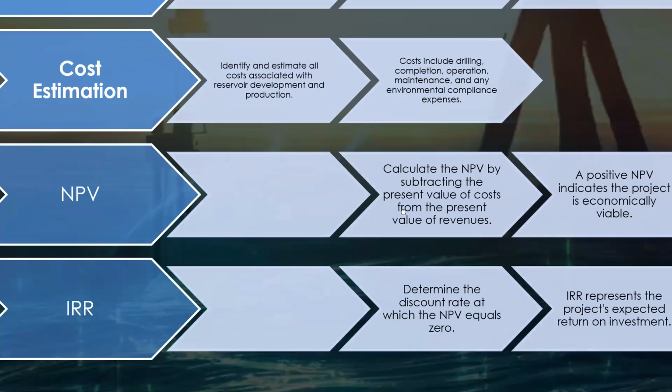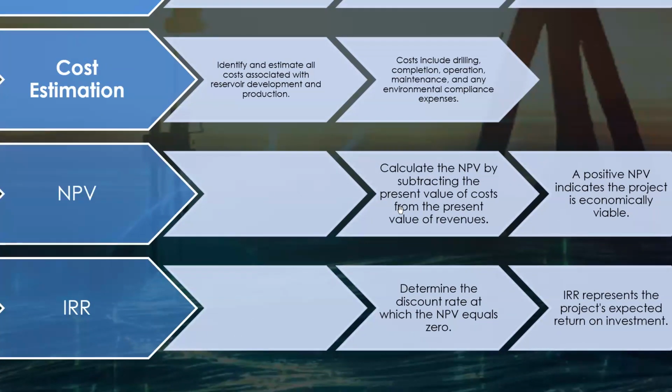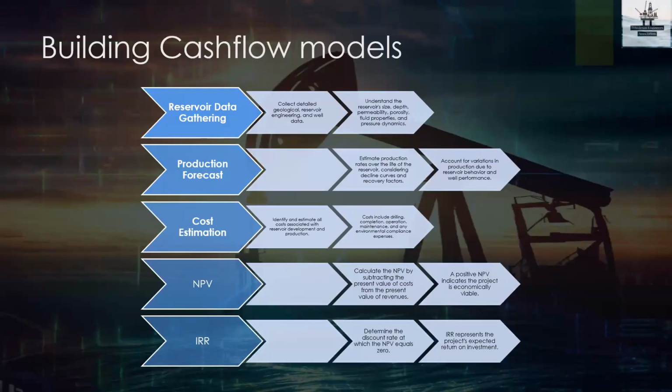And the one which we are going to discuss today is net profit volume, which is the most important one. So calculating net profit by subtracting the present value of the cost from the present value of revenue. A positive NPV indicates that the project is economically viable. What is NPV? That we are going to discuss. And what is internal rate of return? Internal rate of return represents the value of a project. At the same time, NPV is also there. But I will show you with an example and let you know, rather than telling what it is. So it will be easily understood.